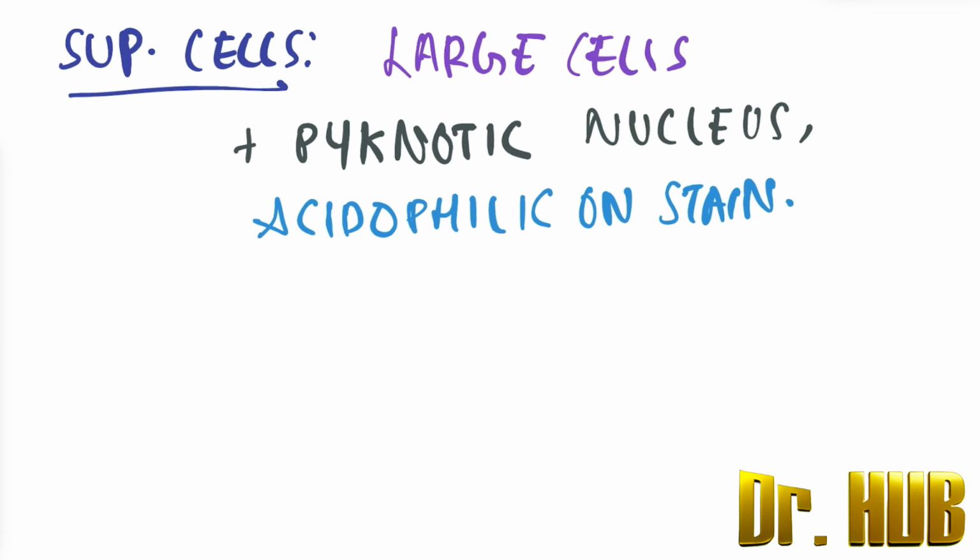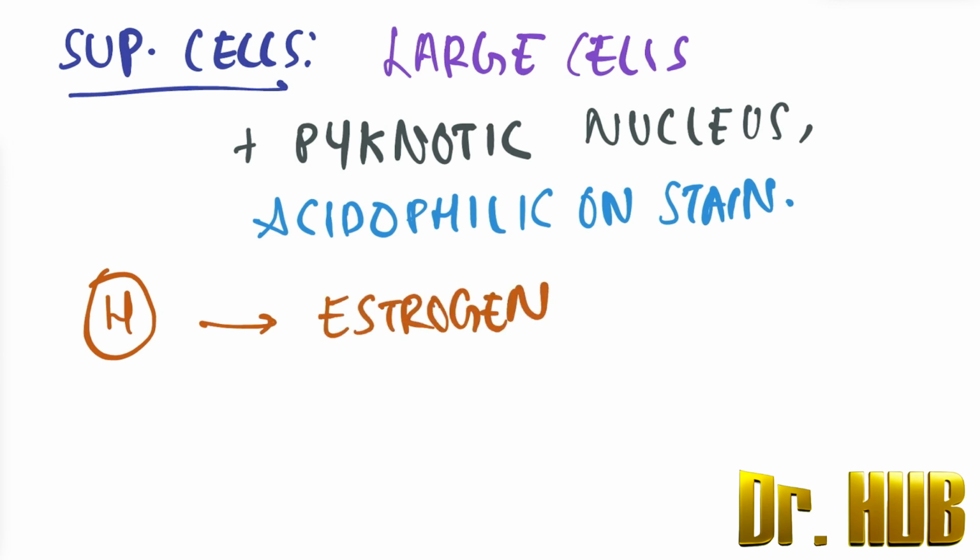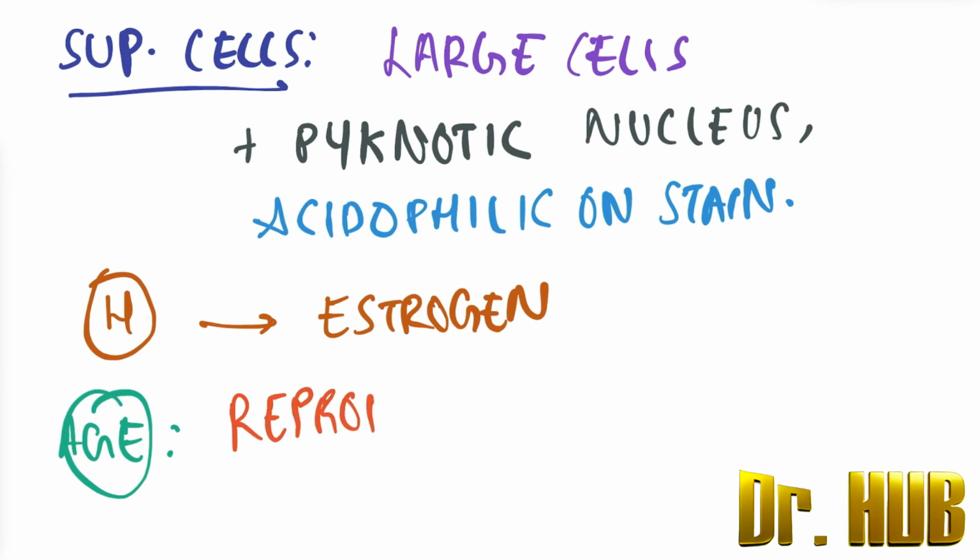What are the hormones with the superficial cells? The hormone in superficial cells is estrogen. And what is the age? The age group involved is the reproductive period, as well as the pre-ovulatory phase.